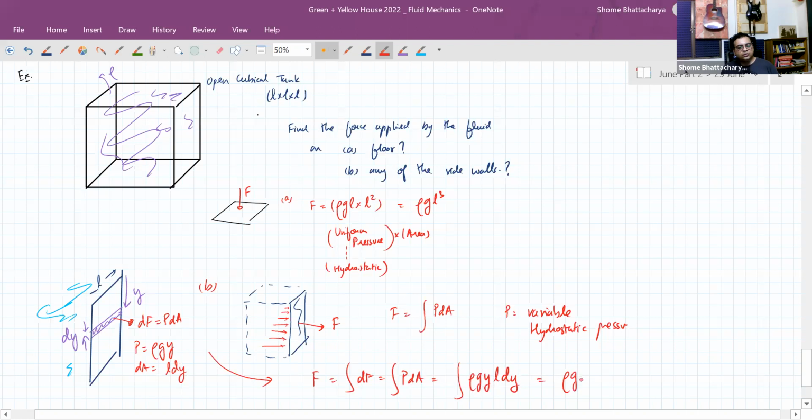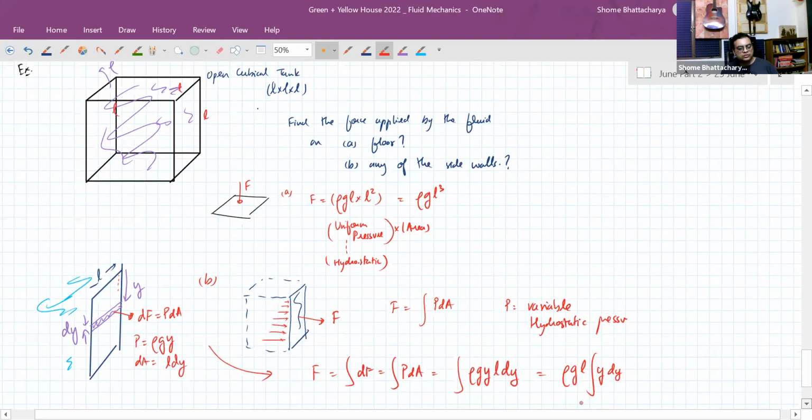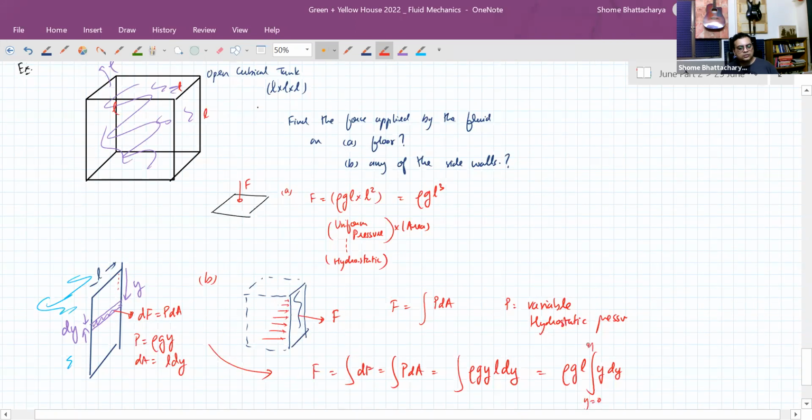So we take the rho g L outside. Now we have to integrate for all the strips from the top right up to the bottom, from y equal to 0 to y equal to L. As you can see, this will give us rho g L, y square by 2, with limits 0 to L. So this force on the side walls will become rho g L cube by 2.